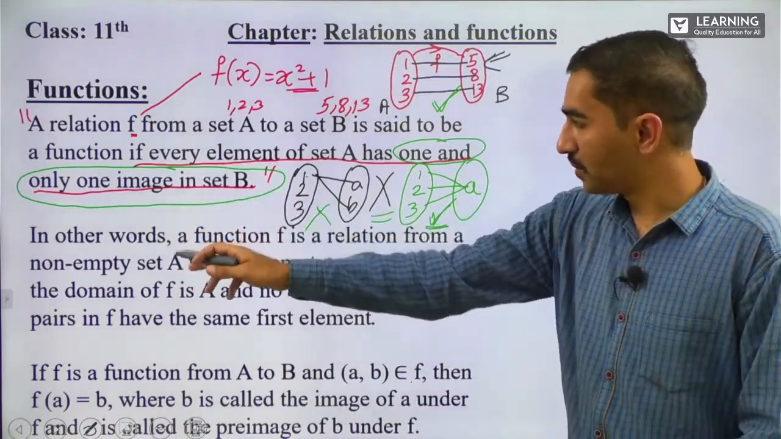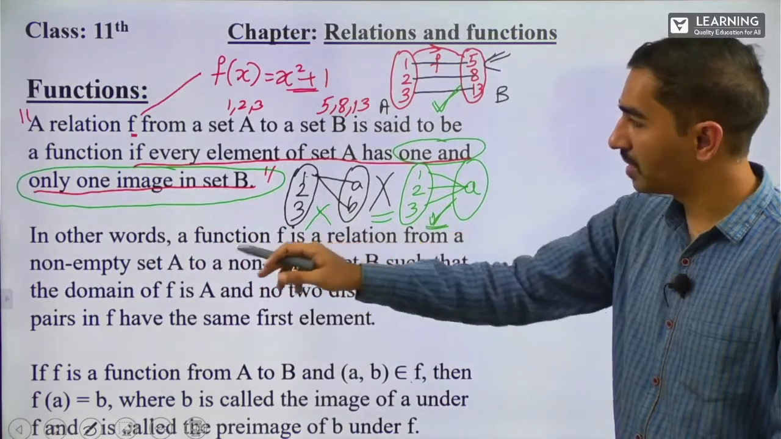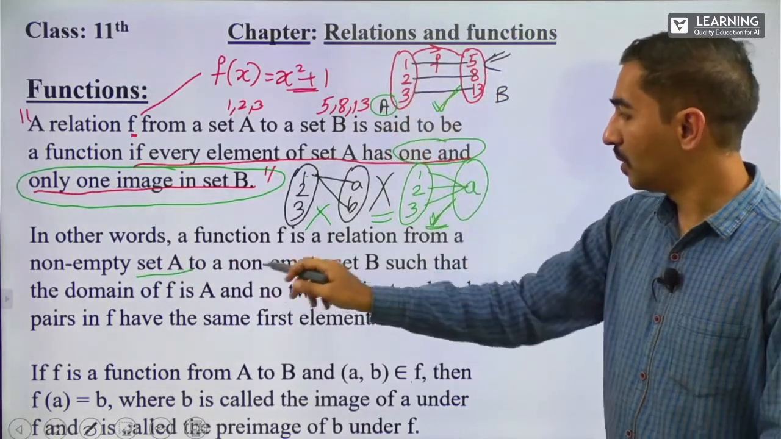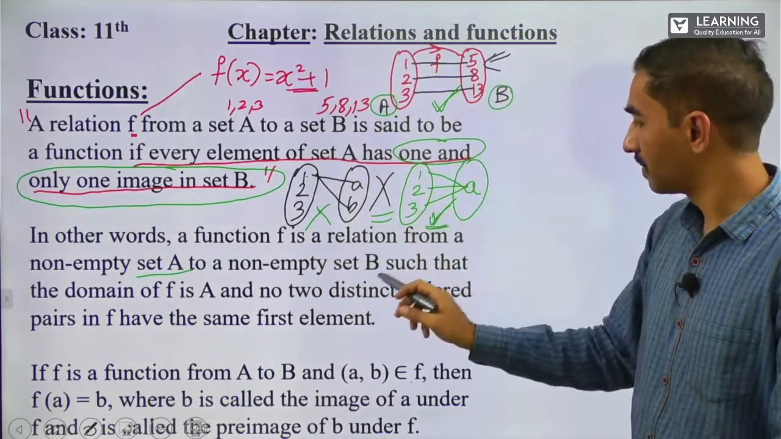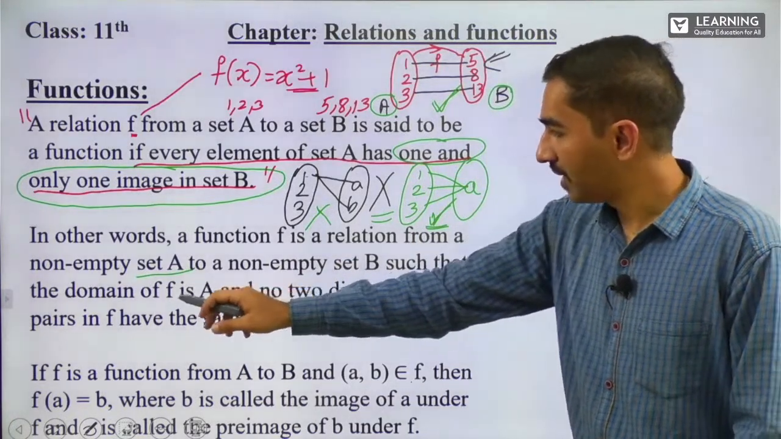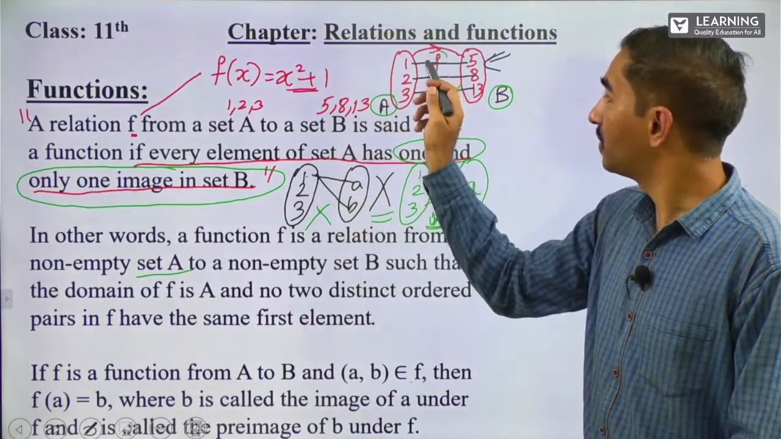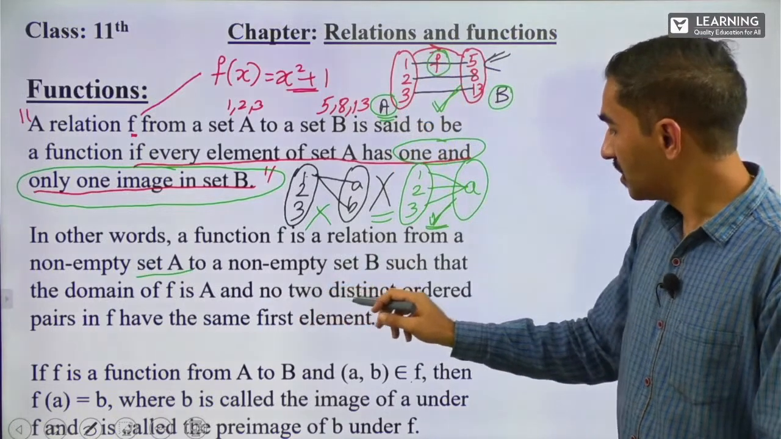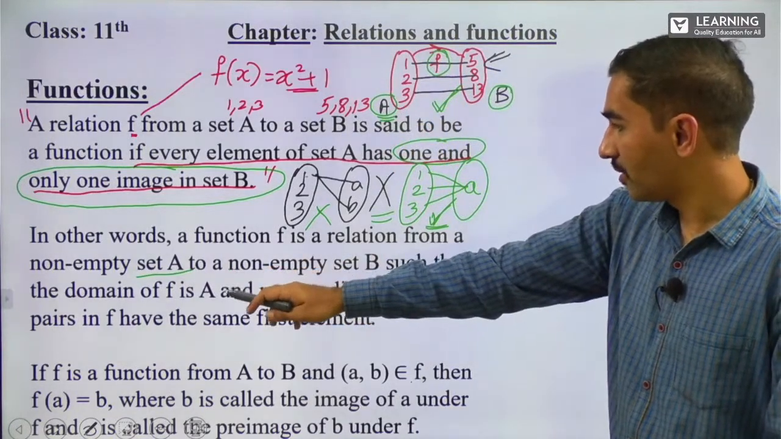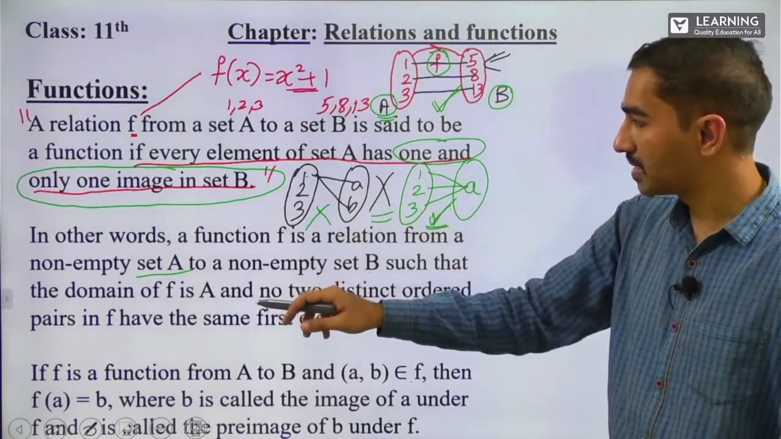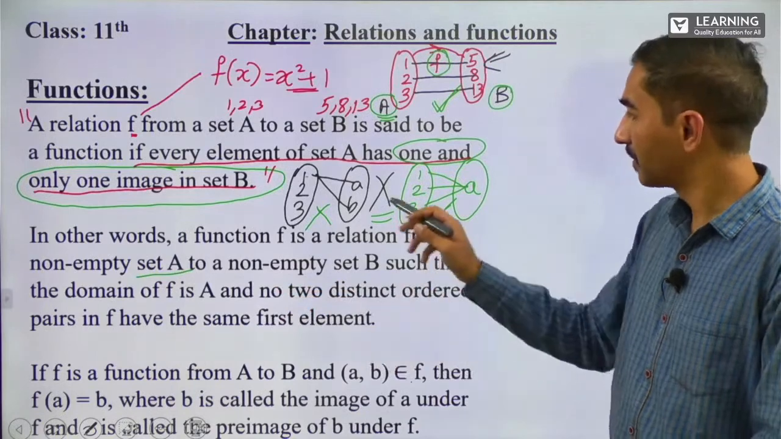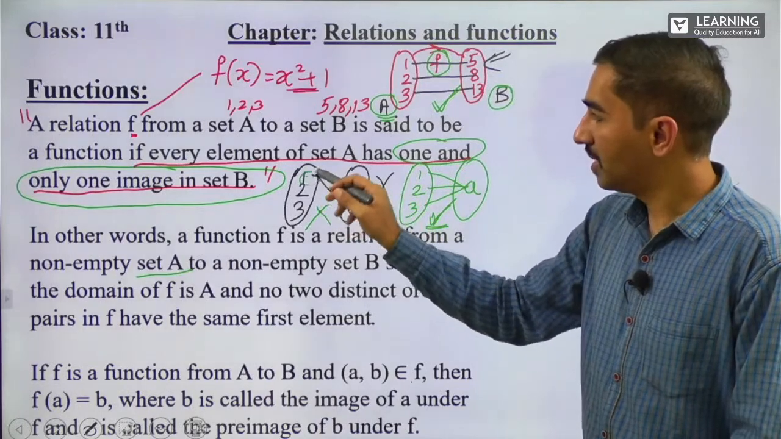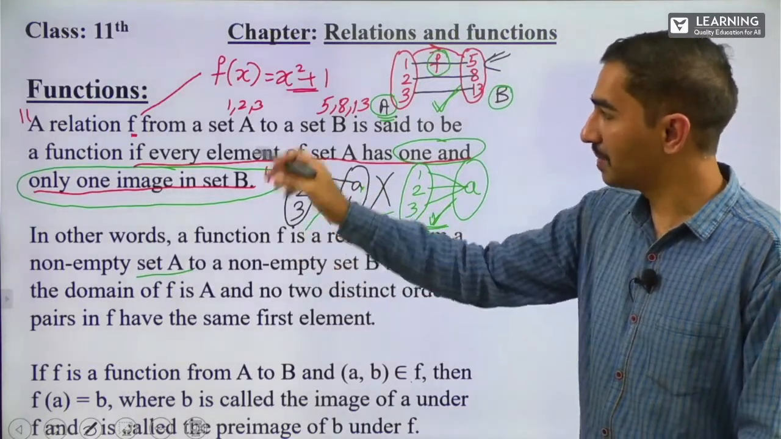In other words, a function F is a relation from a non-empty set A to a non-empty set B, such that the domain of F is A. What is the domain of this function? That is A, and no two distinct ordered pairs in F have the same first element. These both are distinct elements, right? They should not have the same element in X. So in other words, both are the same; that's what they're telling.